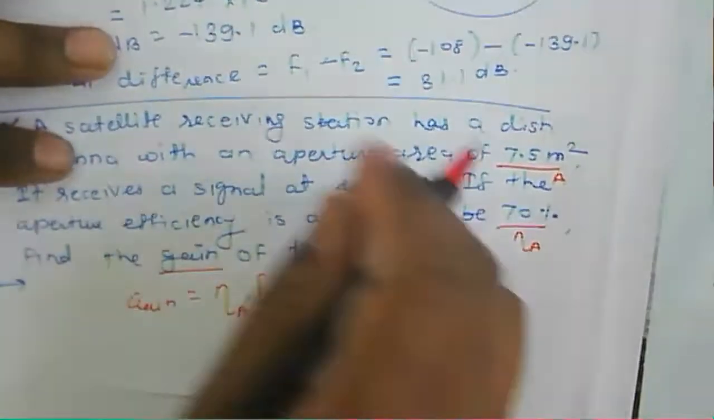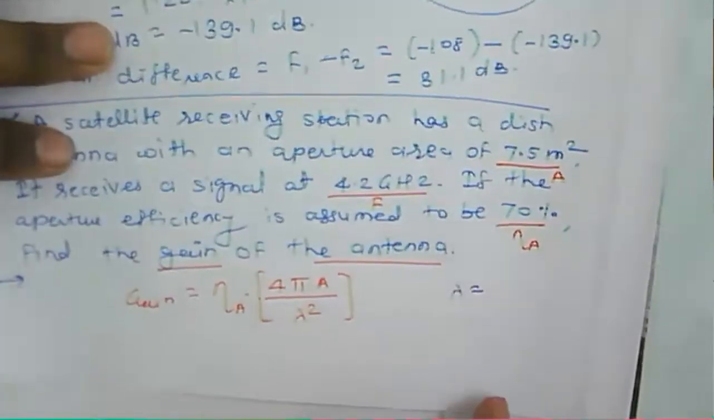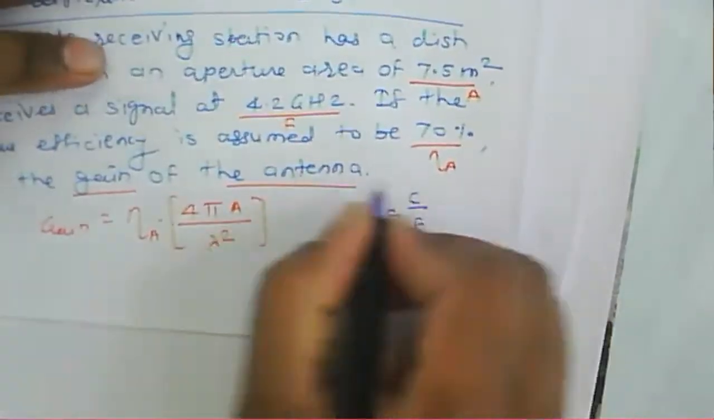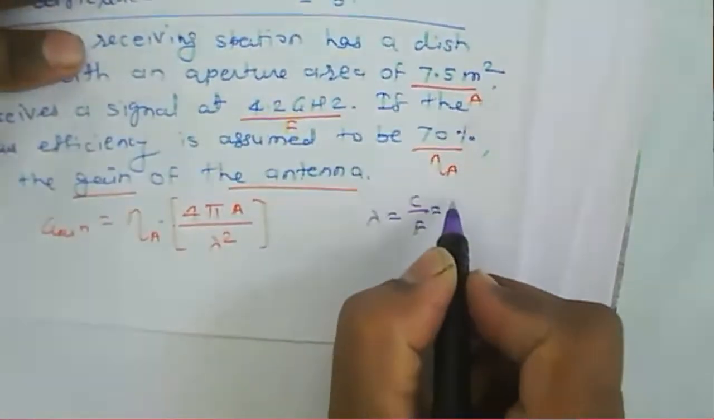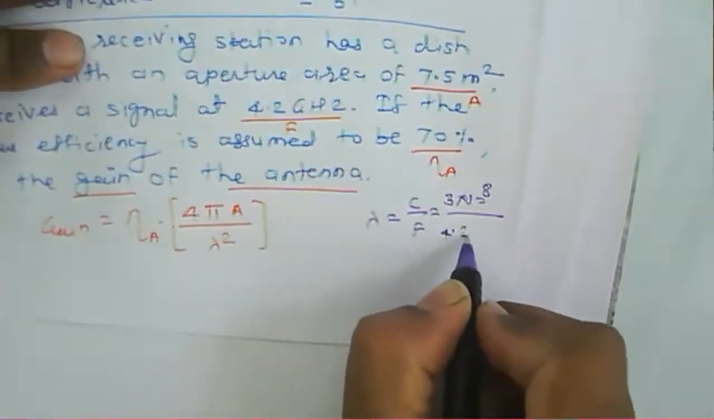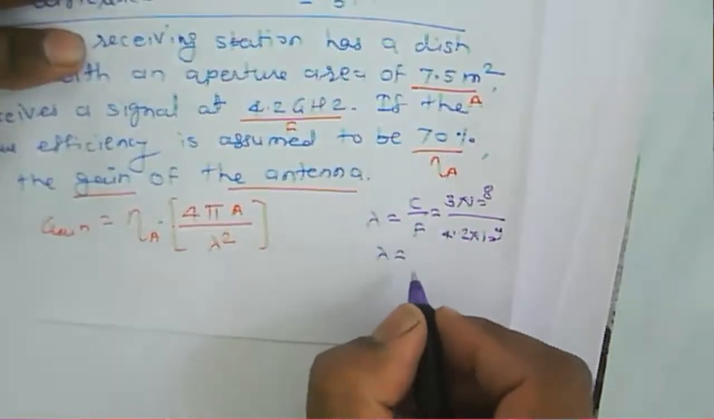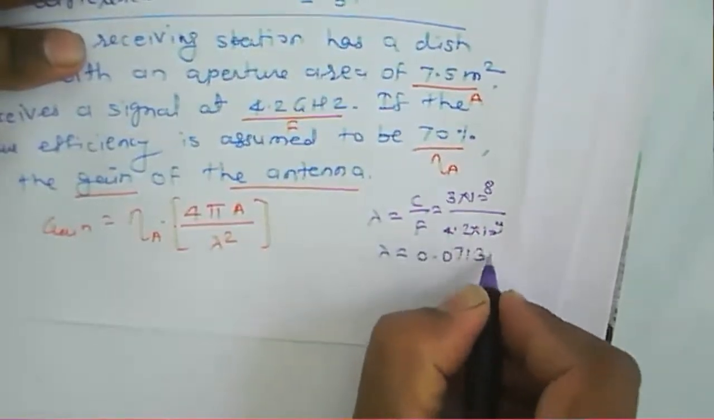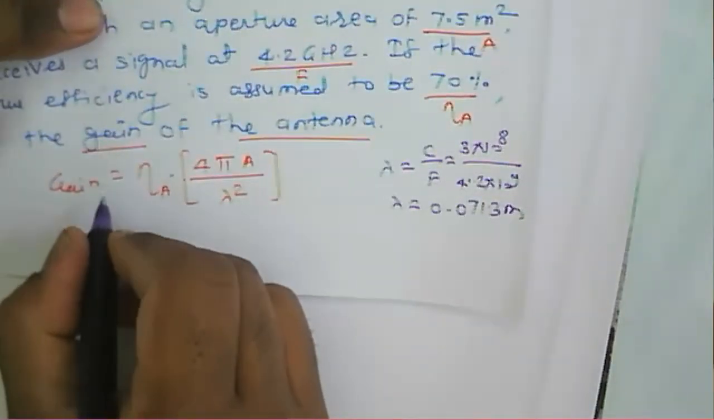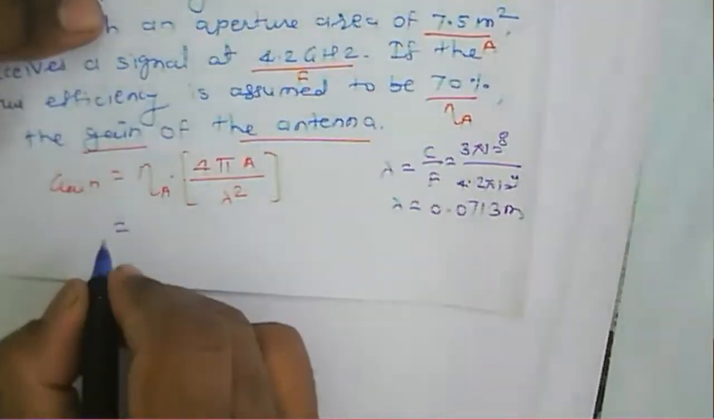Now from the frequency you can calculate the wavelength. Lambda is equal to c by f. f is 4.2 gigahertz, so c is 3 into 10 to the power 8 and f is 4.2 into 10 to the power 9. So you will get lambda equal to 0.0713 meter. Now you can put all the values here, for the aperture efficiency and all.